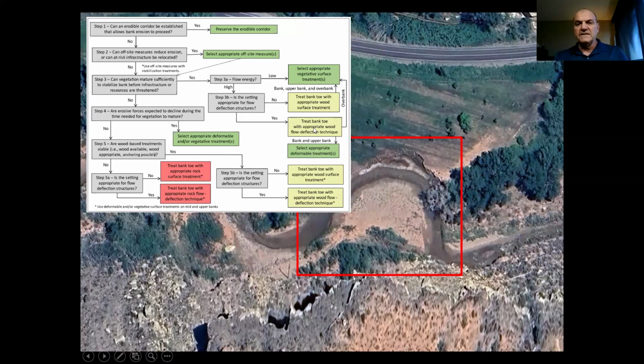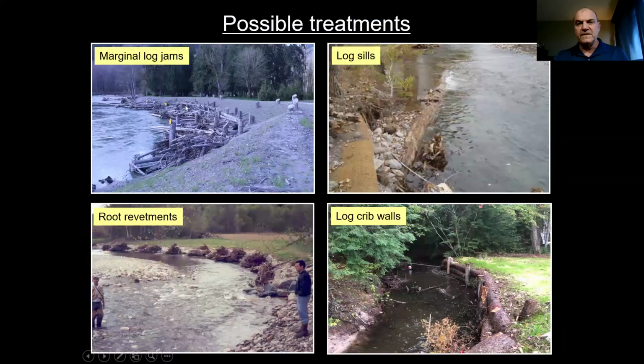But you might consider flow deflection structures in this particular example. My colleague said they were looking at potentially some log sills as a flow deflection structure in this case. So in this example, we're landing here in this step three example, and here are some possible treatments that would meet the bill.